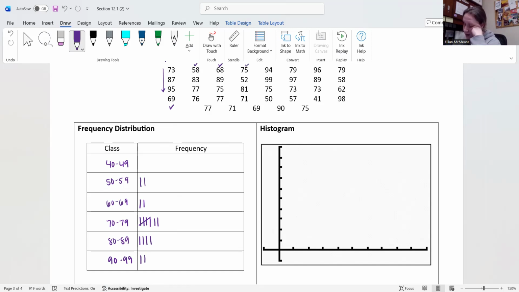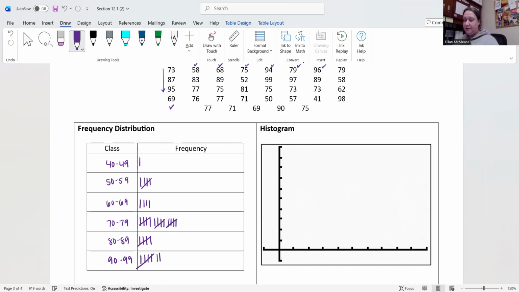Fifth column, let's see, we have 94, 99, 75, and 50. Sixth column, wait, 1, 2, 3, 4, 5. Yeah, sixth column, we have 79, 97, 73, 57. Seventh column, we have 96, 89, 73, 41. Eighth column, we have 79, 58, 62, 98. And then that last row, we have the weird stragglers, and they are 77, 71, 69, 90, and 75.